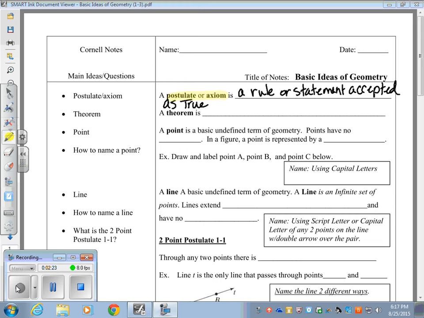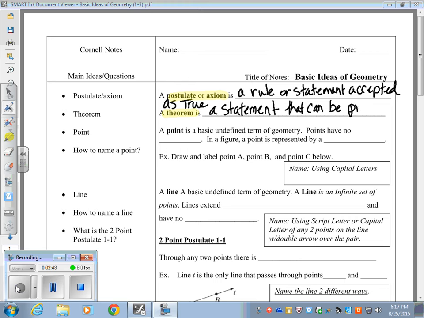So right now we got postulate and axioms. The next thing we're going to get into is a theorem. A theorem is a statement that can be proven. Okay? Basically it's just a statement that can be proven. And that statement that can be proven is proven using our postulates and our axioms.